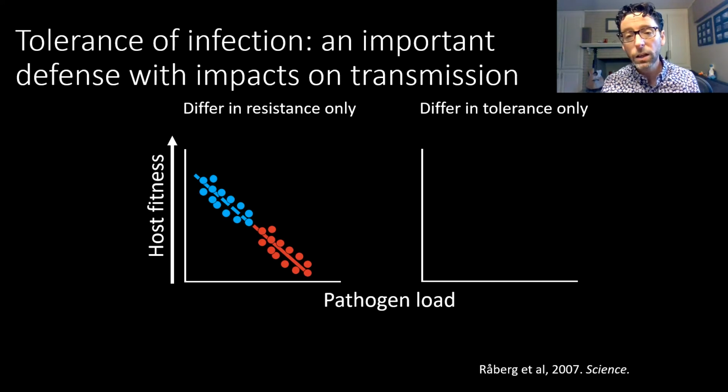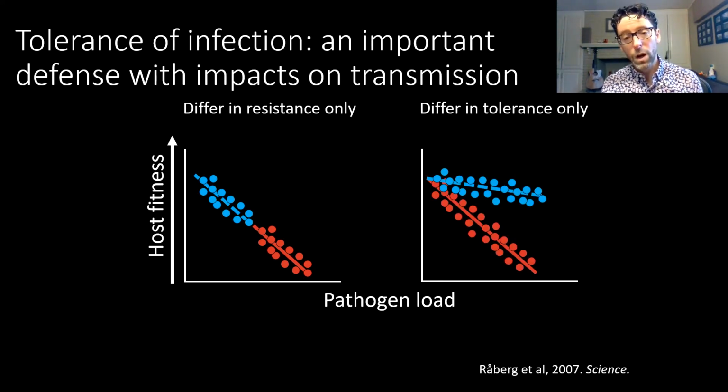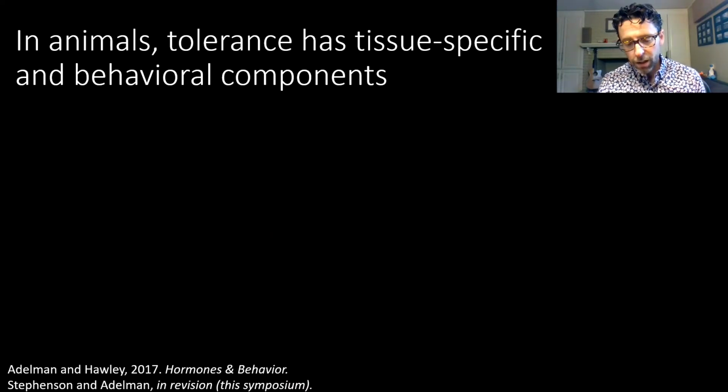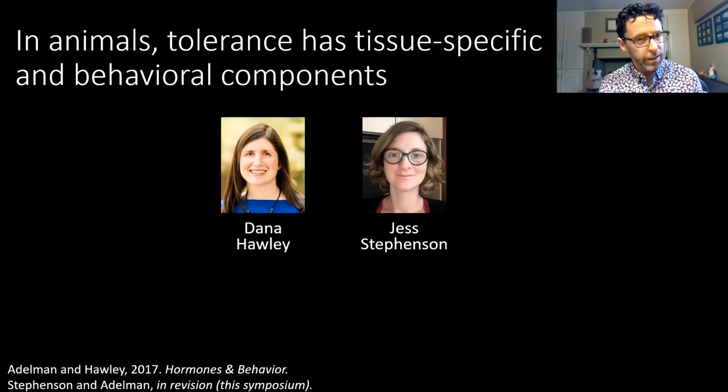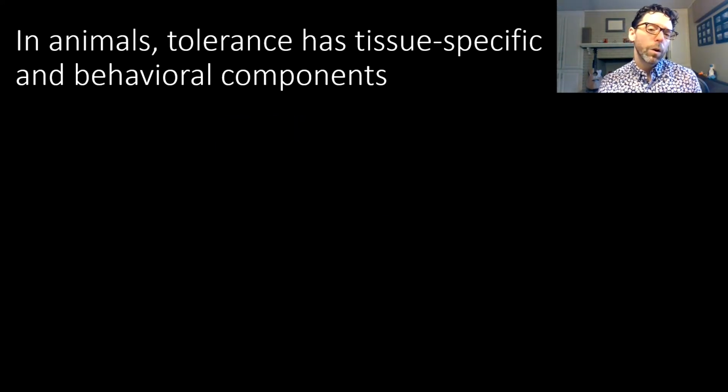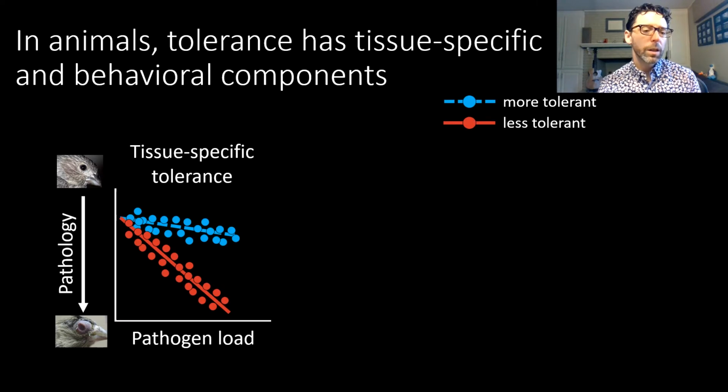Now, if they differed in tolerance only, what you'd see is different slopes. So the blue animals are more tolerant. They're able to maintain fitness despite similar pathogen loads with the red groups. Now, Dana Hawley and I started thinking about in animals that there's tissue-specific mechanisms that could affect tolerance as well as behavioral ones. And Jess Stevenson and I have been expanding that in a chapter for the book out of this symposium.